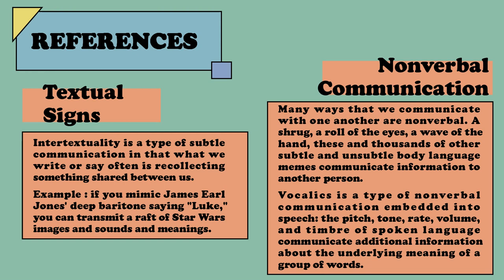Nonverbal communication. Many ways that we communicate with one another are nonverbal. A smirk, a roll of the eyes, a wave of the hand, these and thousands of other subtle and unsubtle body language memes communicate information to another person. Vocalics is a type of nonverbal communication embedded into speech. The pitch, tone, rate, volume, and timbre of spoken language communicate additional information about the underlying meaning of a group of words.